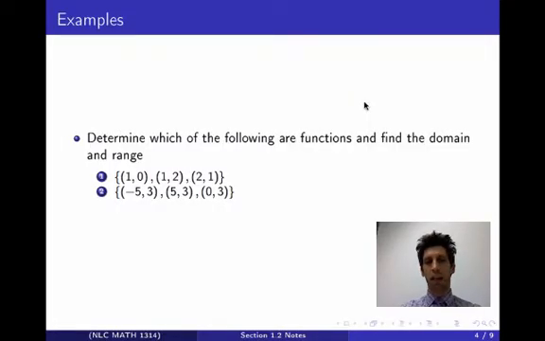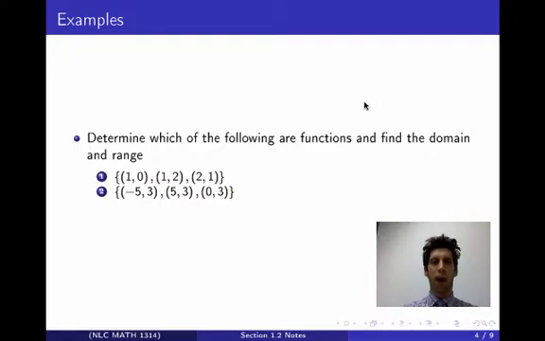Next up, we're going to take a look at an example of functions represented as sets of ordered pairs. The question wants to know which of the following are functions, and then once we've figured out which ones are functions, we want to find the domain and the range of those functions. In part 1, we're looking at the set of ordered pairs (1, 0), (1, 2), and (2, 1). And in part 2, this set of ordered pairs: (-5, 3), (5, 3), and (0, 3).